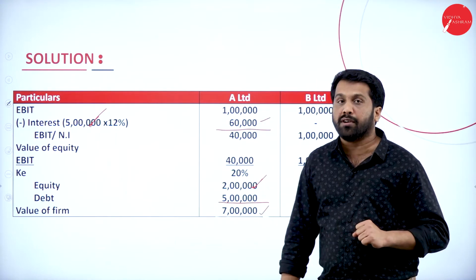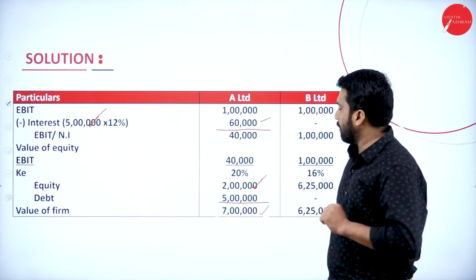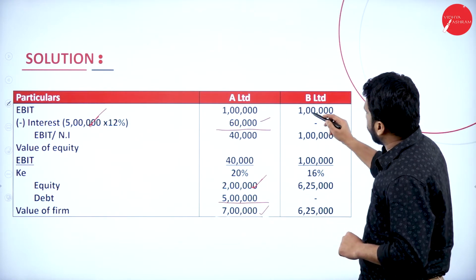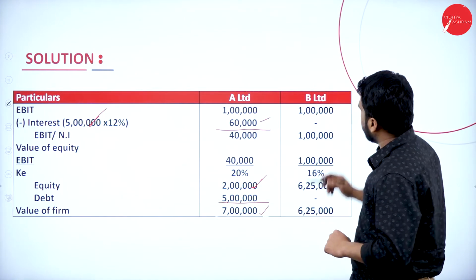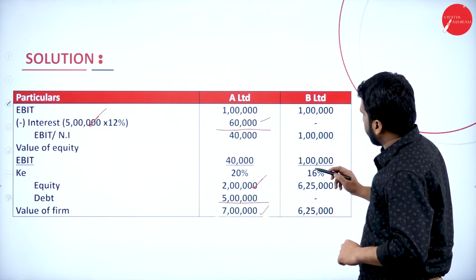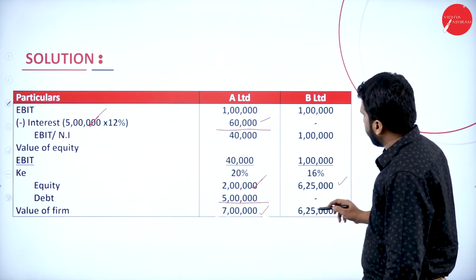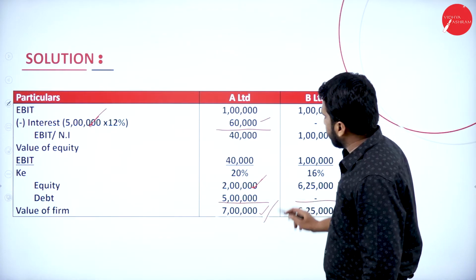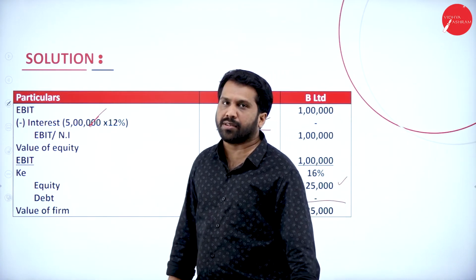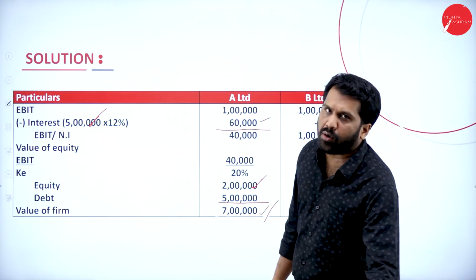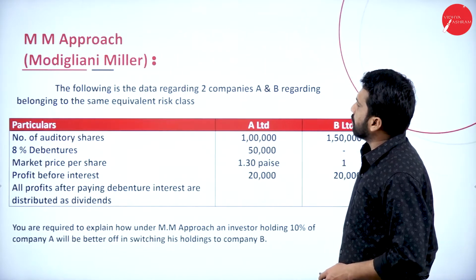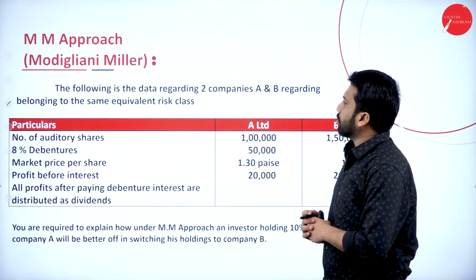What is the value of the firm? As per the first one, 7 lakh. The same thing, for the second one, 1 lakh, there is no debenture. 1 lakh divided by 16%, your answer is 6 lakh 25,000. Hope you are clear. So, this is your value of the firm. We'll go for the last one.